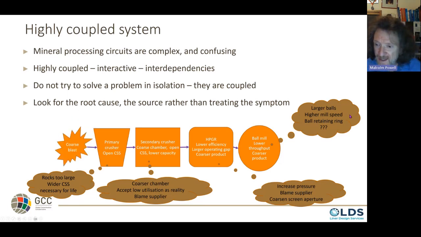So the reason at the end here for this ball mill overloading is a coarse blast, and it knocks into every piece of equipment down the chain. And then you see it here. In trying to solve this problem, you're just dealing with the symptoms. That's the cause, and that's what I mean by a coupled system. This type of scenario is quite common for me when I'm dealing with issues on site.